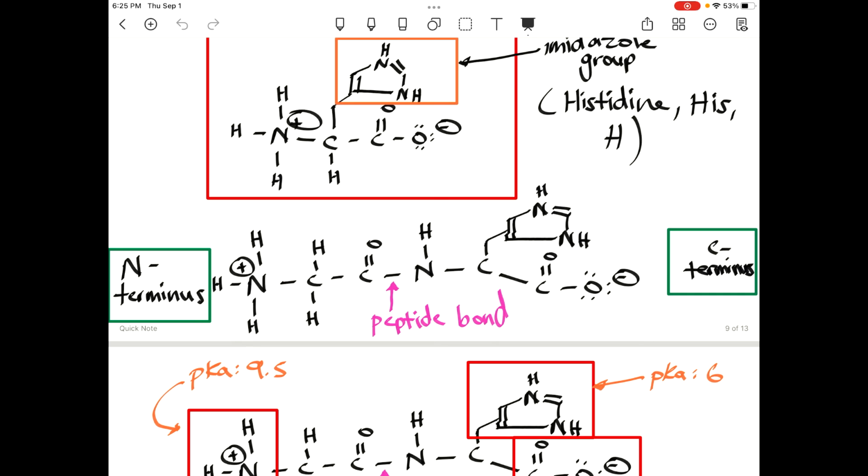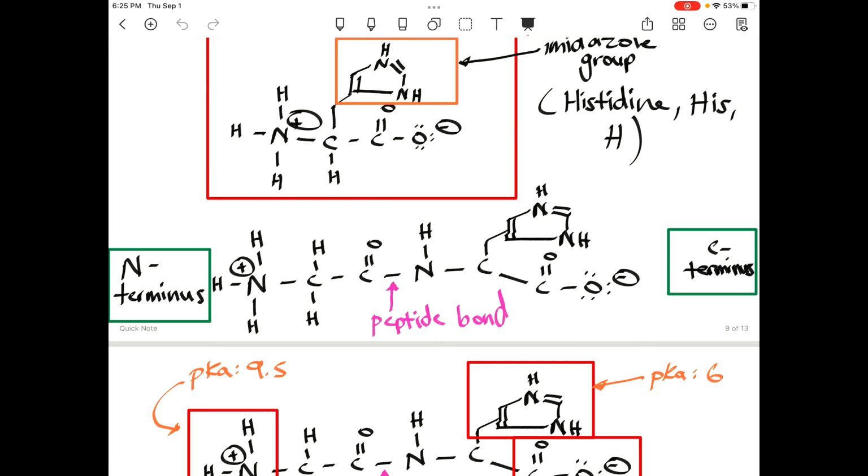And we would have the amino group. This would be the glycine right here. And then this carboxylic acid group would attach to the amino group of the histidine. And then it would be the side chain of the histidine with the C terminus, the carboxylic acid ending.